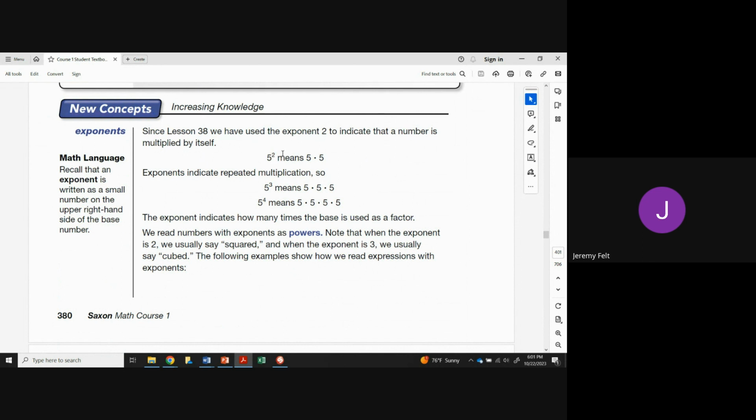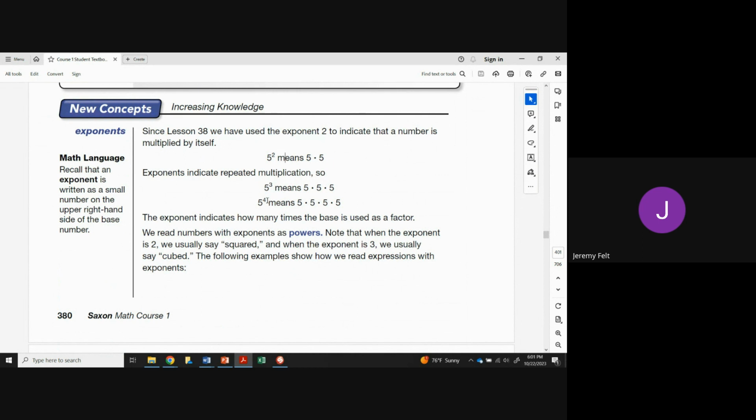And how we read these is we say this is 5 to the power of 2, and to the power of 2 we can call squared. So a lot of times we'll say 5 squared, same thing. 5 to the third power, or 5 to the power of 3, we can also call 5 cubed, or whatever our base is, 10 cubed, 20 cubed, whatever it is, to the power of 3.